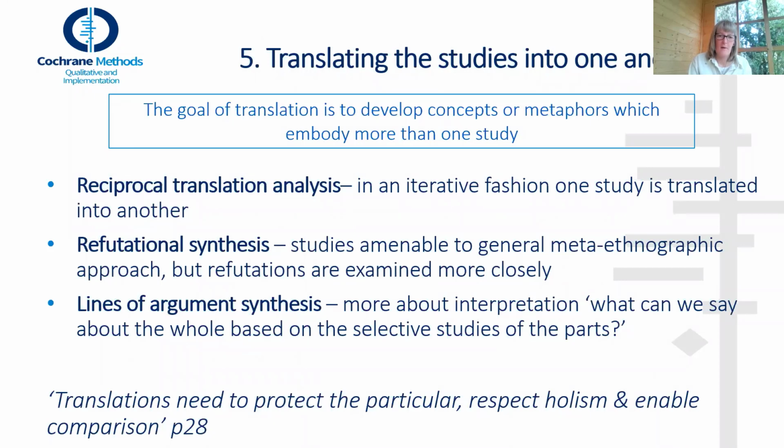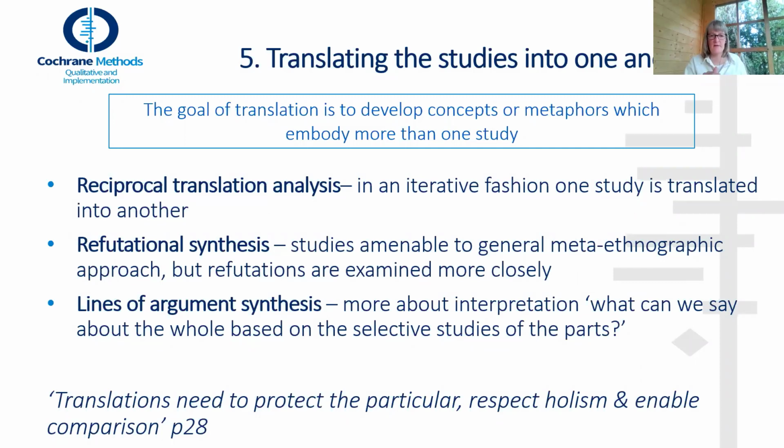So this pretty much sums up what I've just said, but actually what the goal of translation is. The ultimate goal of translation is to develop concepts and metaphors which embody more than one study, so actually producing a whole that is greater than the individual papers. But coming back to the point I talked about earlier about the individual participants' quotes that can be used to illustrate the concepts, what Noblit and Hare originally talked about was translation. This first level of synthesis talks about the need to protect the particular, respect the holism, and enable comparison.